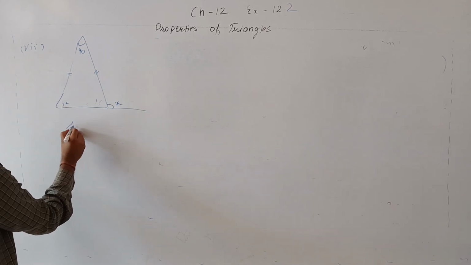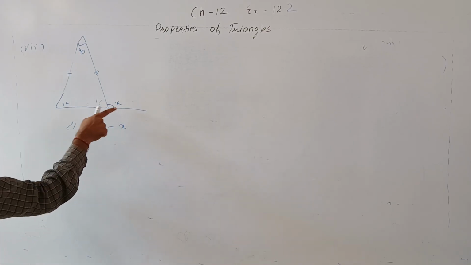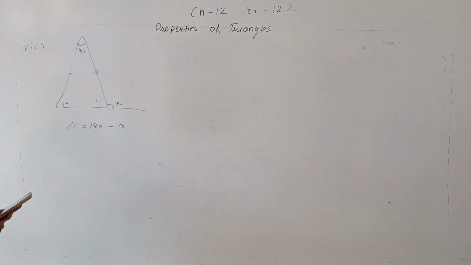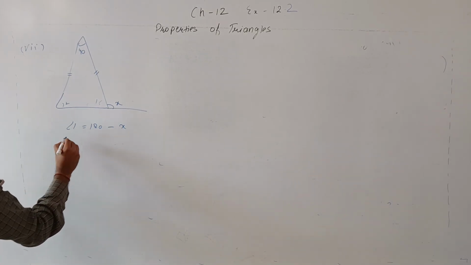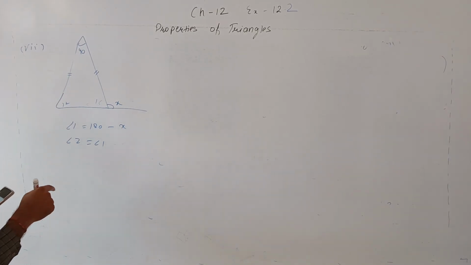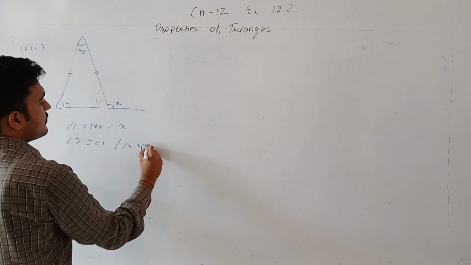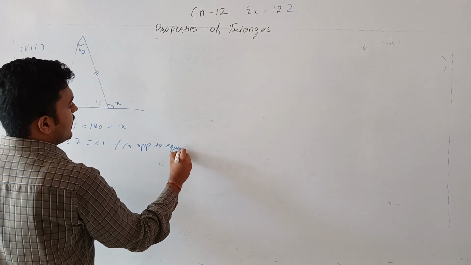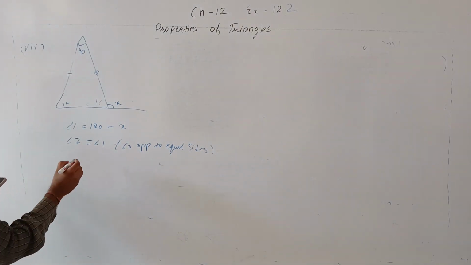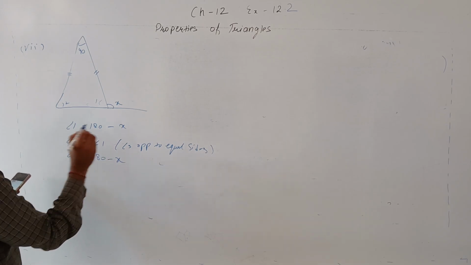So angle 1 is equal to 180 minus x, because the sum is 180 and this is x. Angle 2 is equal to angle 1, because these are opposite to equal sides. Angles opposite to equal sides are equal, therefore angle 2 is also equal to 180 minus x.